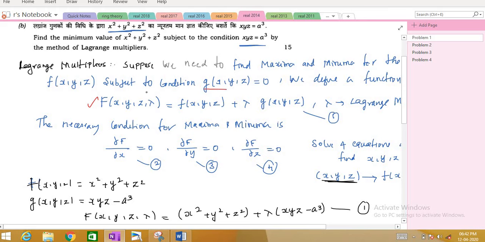So we have two functions. What we need to do is form a new function, capital F of x, y, z, lambda, equal to f of x, y, z plus lambda times g of x, y, z. Now we need to find dou F by dou x equal to 0, dou F by dou y equal to 0, dou F by dou z equal to 0. Then we solve these 4 equations to get the values of x, y, z, substitute x, y, z in our function, and check whether it attains maxima or minima.